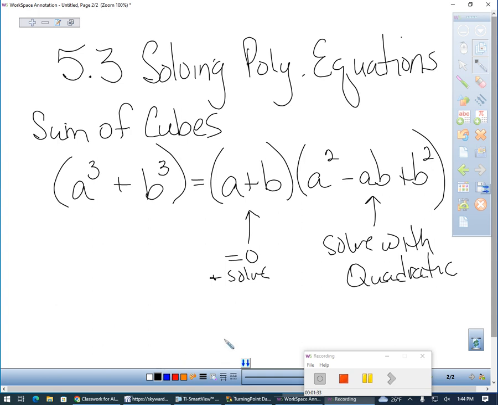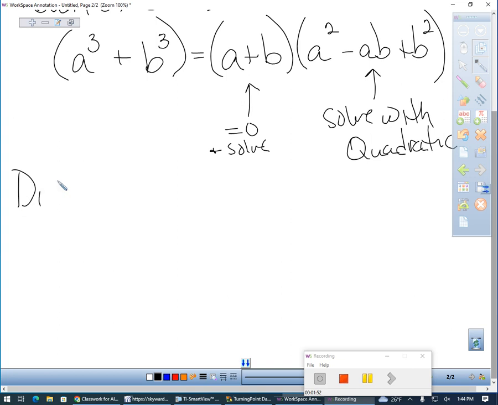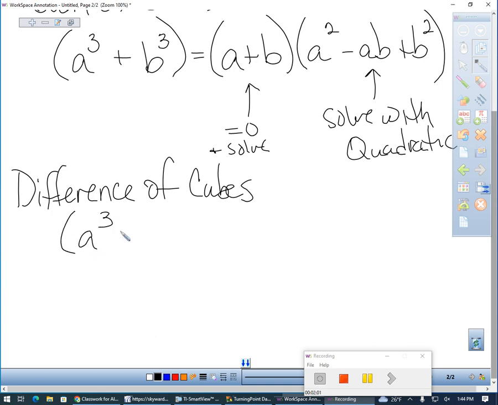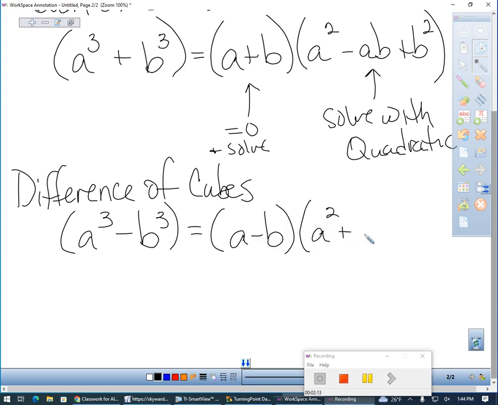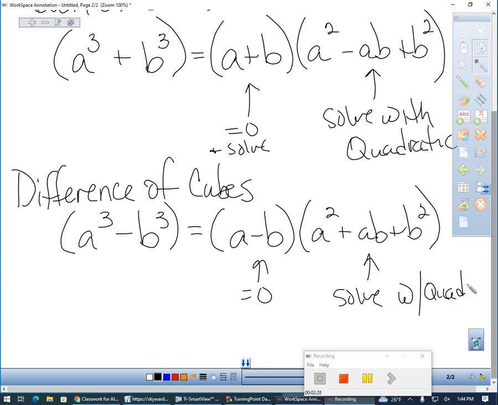The same thing happens if it is the difference of cubes. If it's the difference of cubes, that means I have a to the third minus b to the third. That factors into a binomial of a minus b times a trinomial of a squared plus ab plus b squared. Again, this one you're going to set equal to 0 and solve. And this one you're going to solve with the quadratic. So this is where I want to start today.